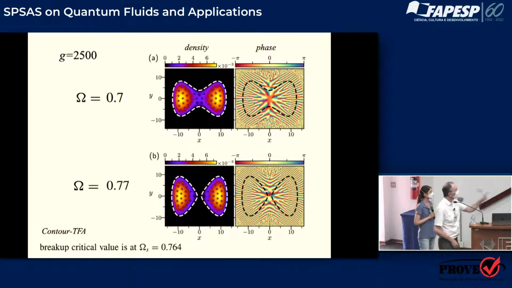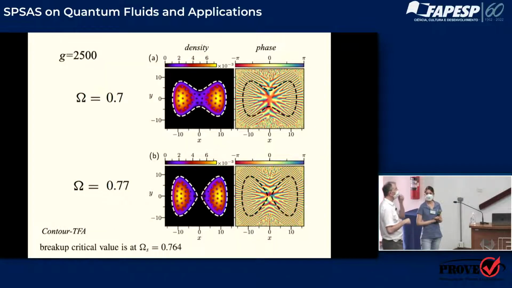Even this one is not completely symmetric in the top, in reflection to the y equals 0 axis. It is not exactly symmetric. Well, this is numerics and how to find the ground state.